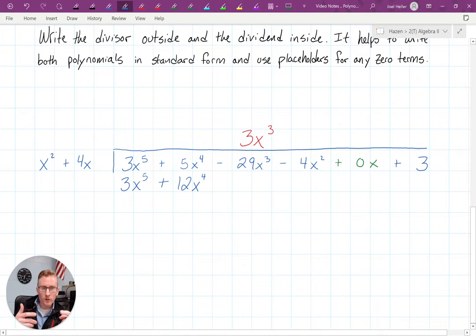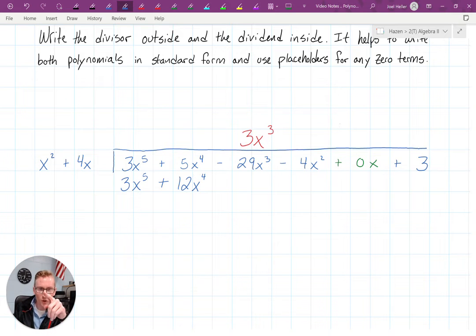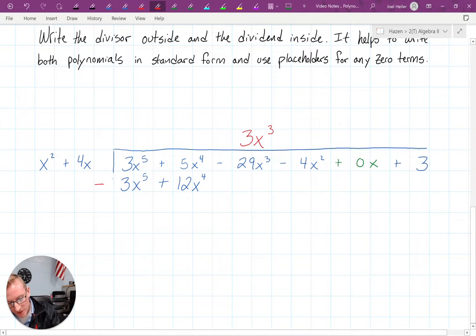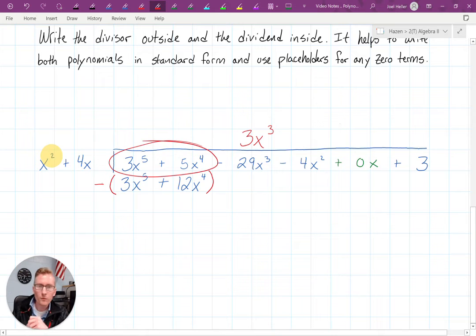Now, just like with long division, after you did that multiplication, what you did was subtract the term on the bottom from the term up top. I'm going to do the same thing. I'm going to subtract this entire polynomial from that piece right there.